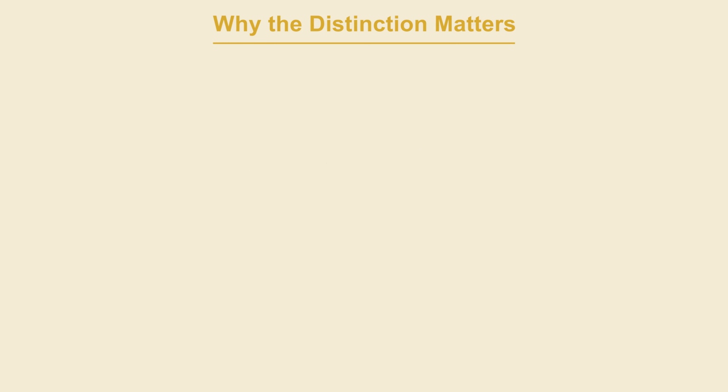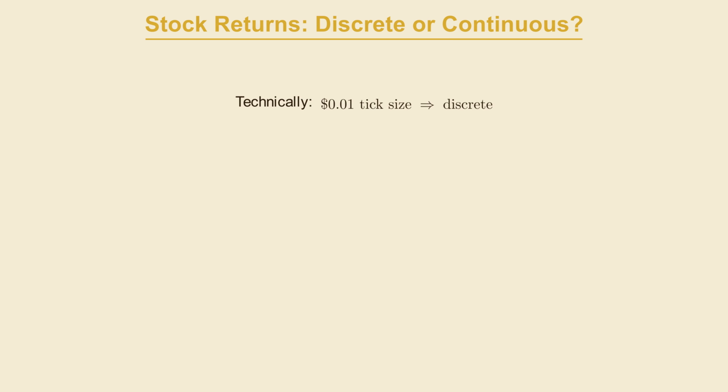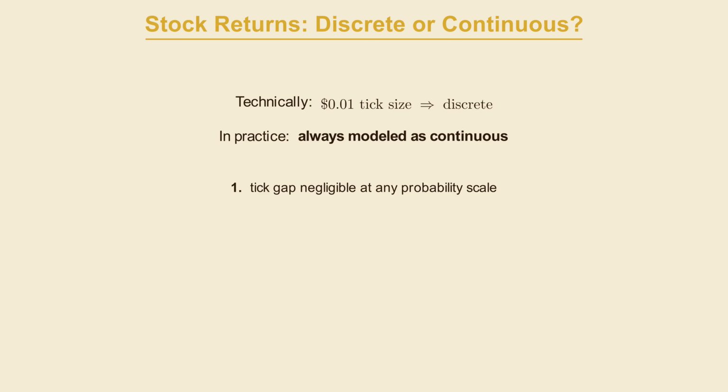There's one more thing worth addressing because it comes up almost every time. Stock prices trade in discrete increments in the real world, penny ticks in most markets. So shouldn't stock returns, which are just ratios of prices, also be discrete? Well, technically, yes. In practice, we always model them as continuous. First, the number of possible price increments is enormous, and the gap between adjacent values is so small that it makes almost no difference at any scale that matters for probability statements. The continuous approximation is indistinguishable from the discrete reality.